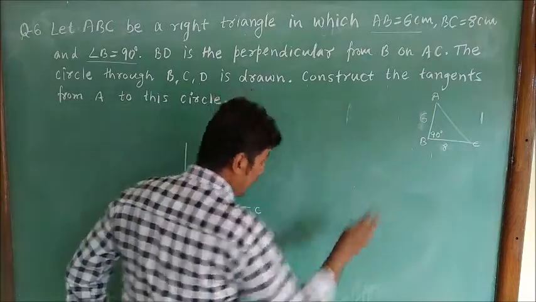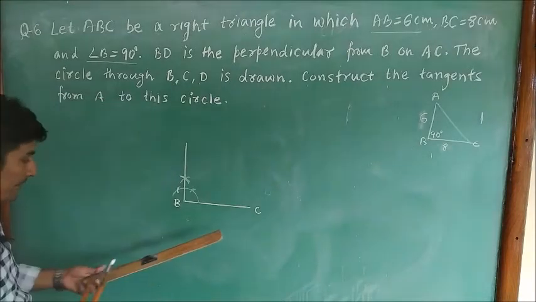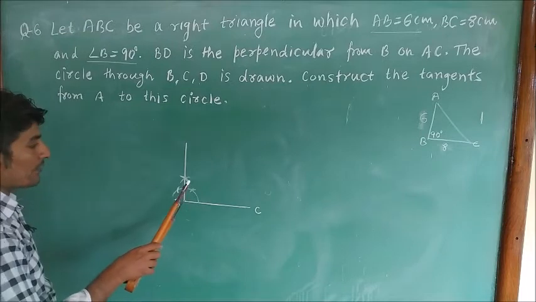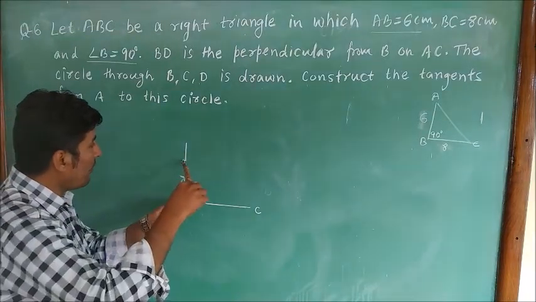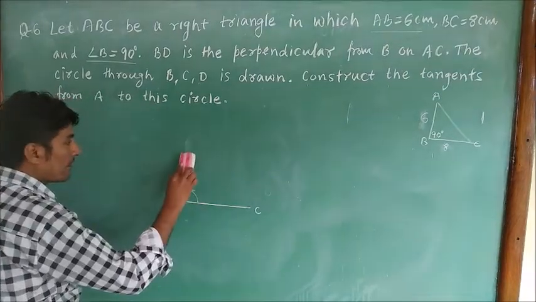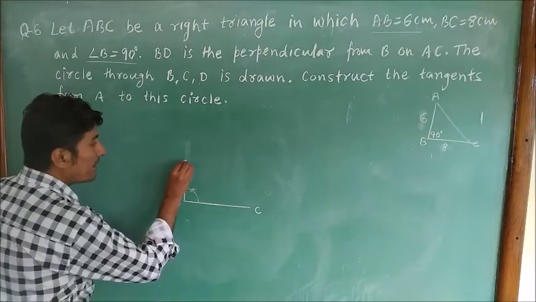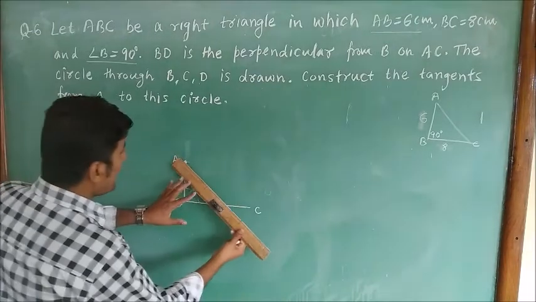Here, measurement of AB is given 6 cm, so we will take the arc of 6 cm. Now, this is the arc of 6 cm. From this point B, we will make the arc of 6 cm. This point is A. After that, we will join A to C.